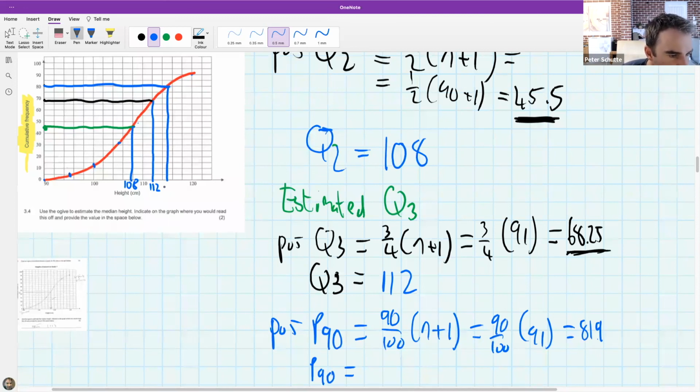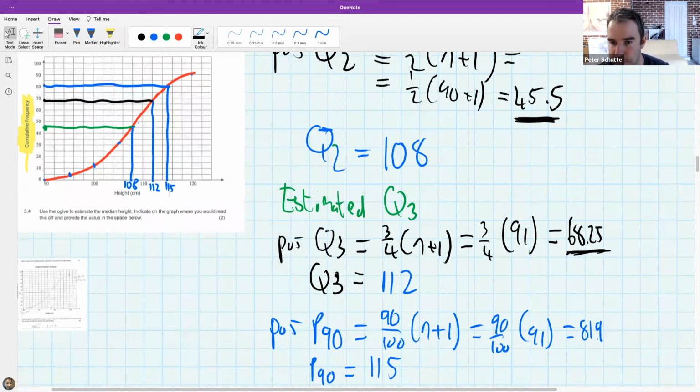And what it looks like to me is that P90 is, so there was 110, 112, 114, 115. Yeah. So it looks to me like the 90th percentile is about 115. And what that means is that 90% of the students will either be 115 centimeters in height or less, and only 10% of the students in this group will be greater than 115 centimeters in height. Okay.